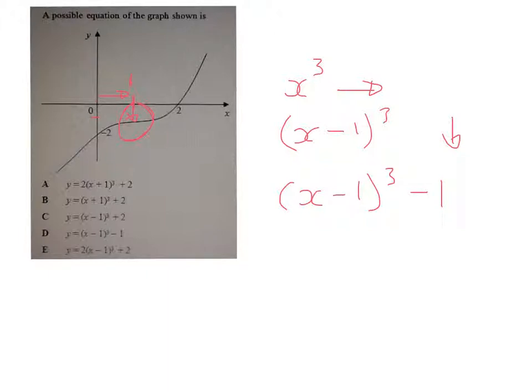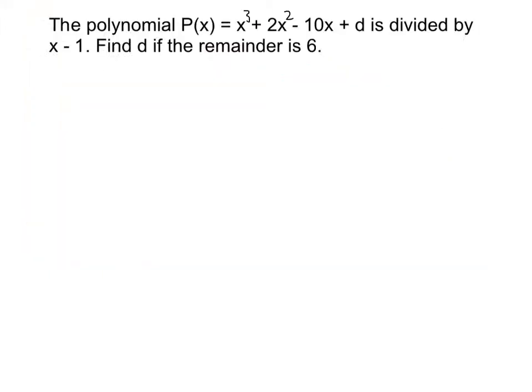Okay, so this bit here shifts it to the right by 1, and the bit on the outside will shift it down by 1. So looking at which of those options we have is option D. So that's the answer for that one. Let's move on to the next question.